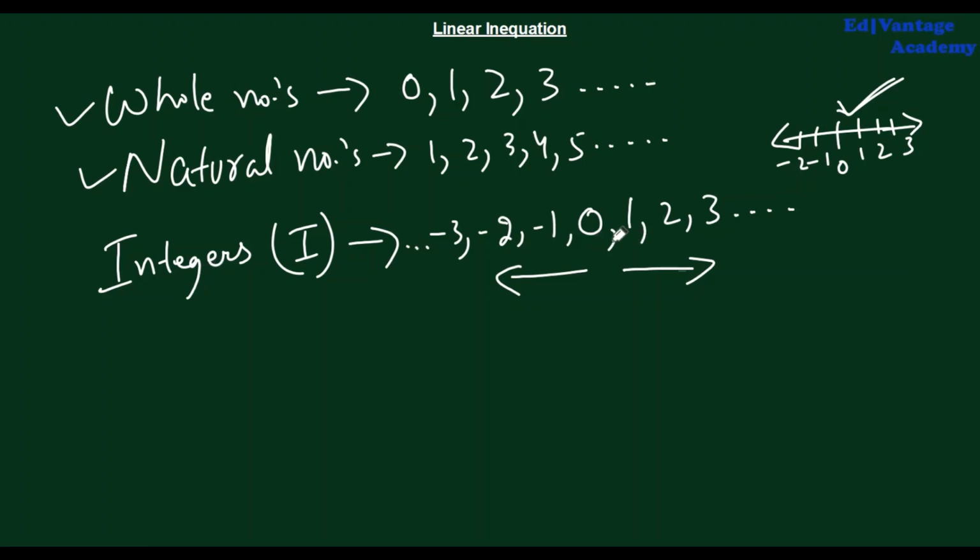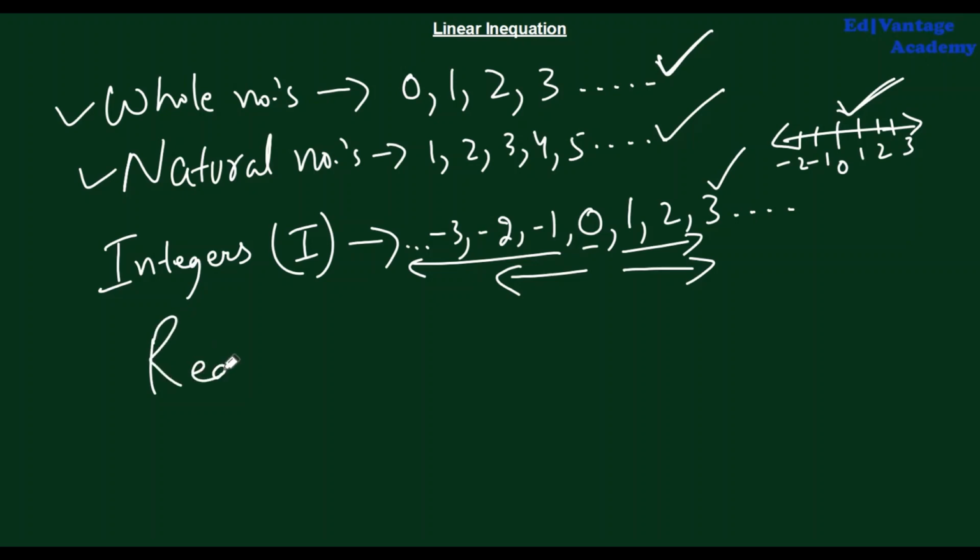So as you can see, whole numbers start from 0 and go up to 1, 2, 3, 4, the positive side of 0, that's the right side of 0, and they do not include decimals. These also do not include decimals. Integers include positive numbers also, negative numbers also, 0 also, but they also do not include decimals in them.